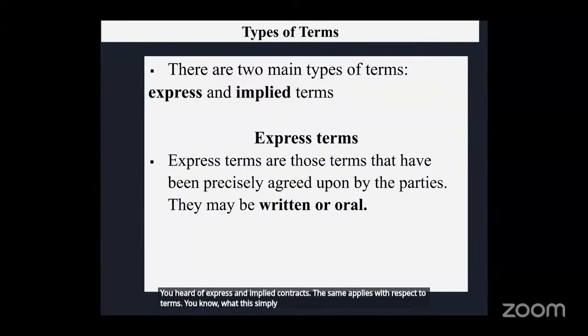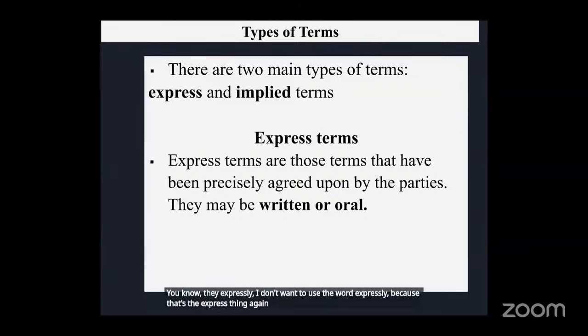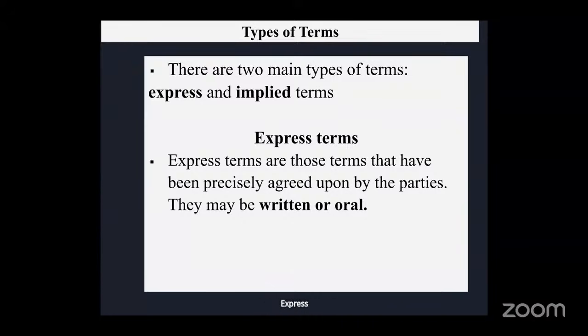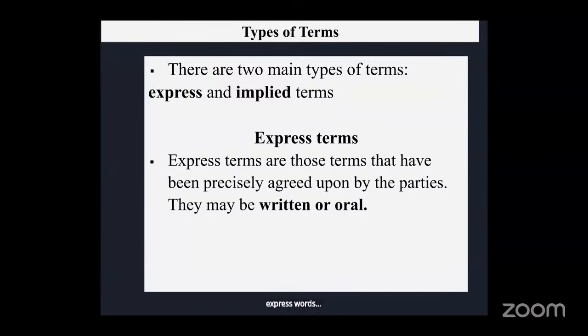What this simply means is that express terms are terms that the parties agreed upon. They explicitly, let me use that word now, they explicitly or specifically agreed on those terms, either by writing or by oral words. So the express terms are those terms that the parties explicitly agreed upon, either by word of mouth or written words. So these are the terms that the parties agreed on by words, right? Either written words or oral, spoken words, right?